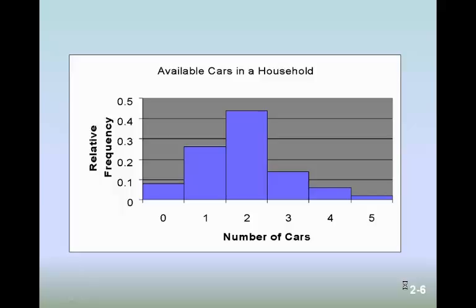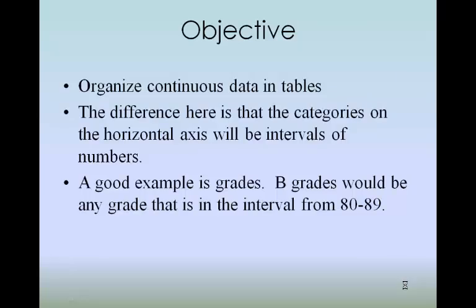This is the relative frequency, and we can tell that by the title on the vertical axis, and we note that those are decimals. Now we're going to look at organizing continuous data in tables. The difference here is that the categories on the horizontal axis will be intervals of numbers. A good example is grades. B grades would be any grade that is in the interval from 80 to 89, for example.